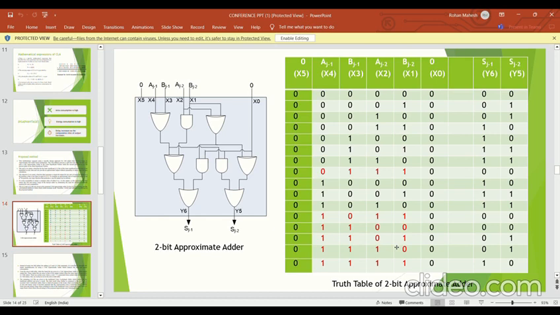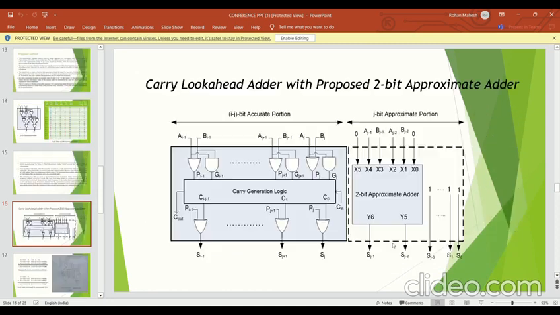The remaining i minus j bits are given to the traditional carry lookahead adder, which carries out the traditional addition and gives the result. There is a slight divergence in the result when considering factors such as area and energy usage. It becomes apparent that the approximate carry lookahead adder exists in a lower area. We can see here the circuit diagram of a carry lookahead adder.